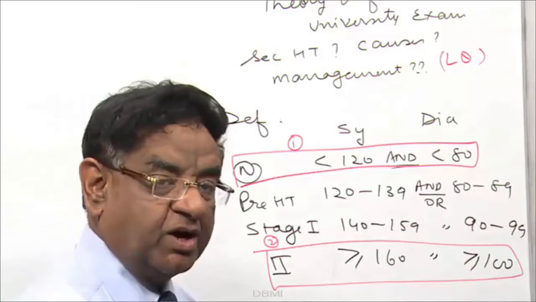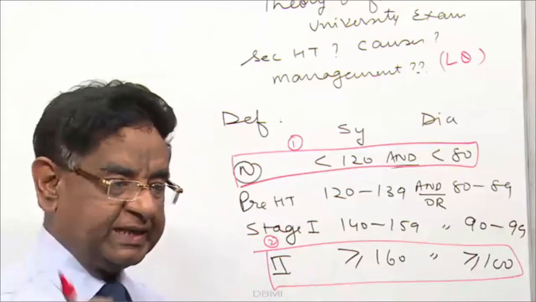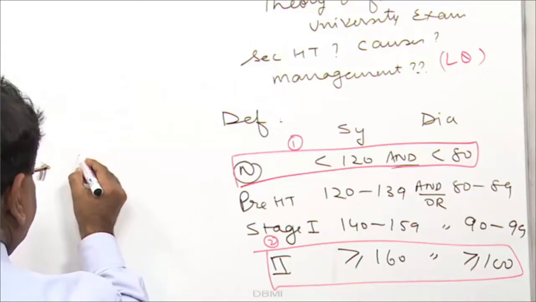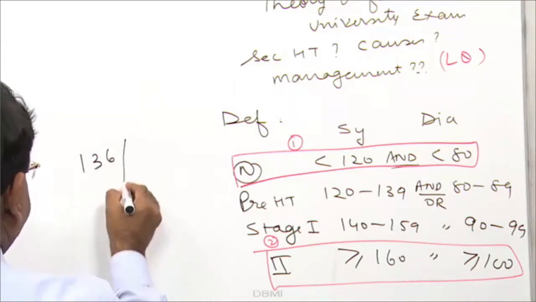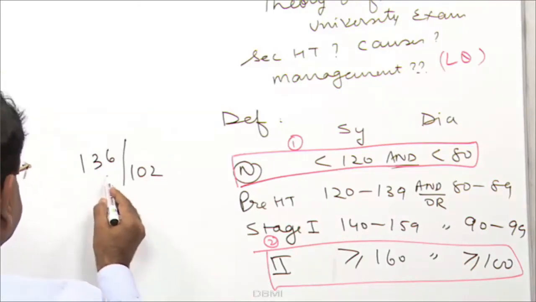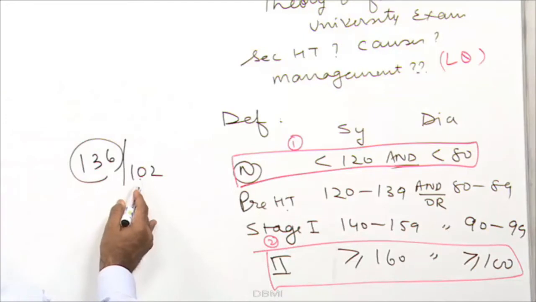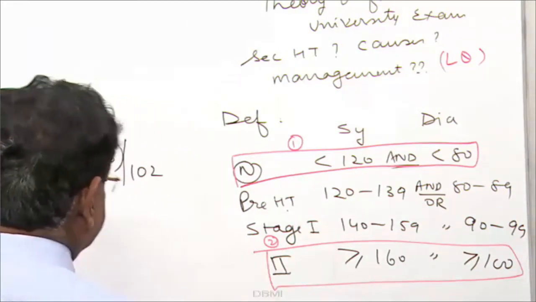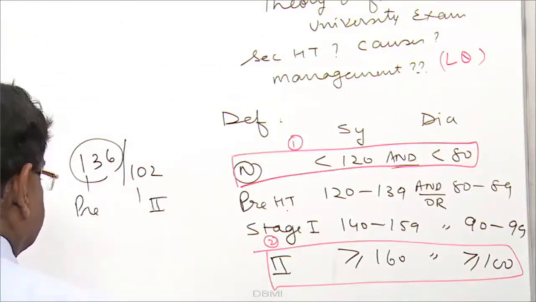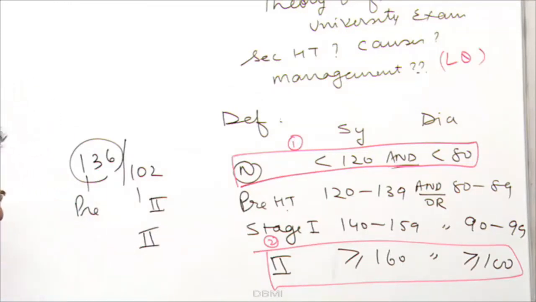But now what question will come to you? Look at one more question which came in last year DNB exam. The question was like this. Suppose we get one patient whose BP is 136 by 102. 136 comes in which category? It comes in prehypertension, and 102 comes in stage 2. So we will call this patient as a case of stage 2 hypertension.